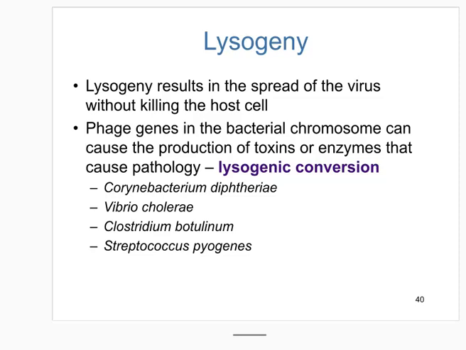Phage genes that are embedded in the bacterial chromosome can cause the production of toxins or enzymes that cause the pathology of the virus. This is called lysogenic conversion. We have a couple of really pathogenic bacteria, and they have the viral genome embedded in their chromosome. Those are lysogenized bacteria: Corynebacterium diphtheriae, Vibrio cholerae, Clostridium botulinum, and Streptococcus pyogenes. All of those have toxins that are coded by the viral genome embedded in their chromosomes.